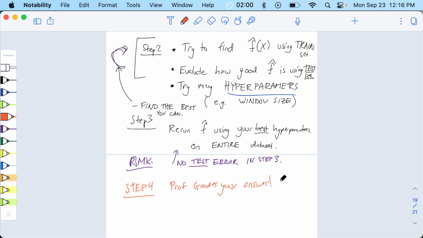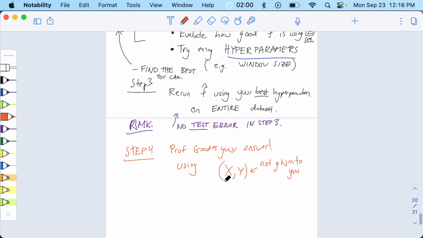Well, I have some held out secret data. So I have X, Y, not given to you. Okay, so I held out some data. I didn't give you all of my data. I kept some of it secret. And in particular, I will give you the X values, but not the Y values. So the X is given to you, and this is not given to you.